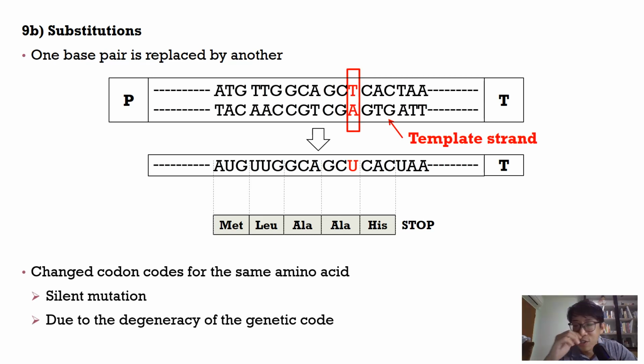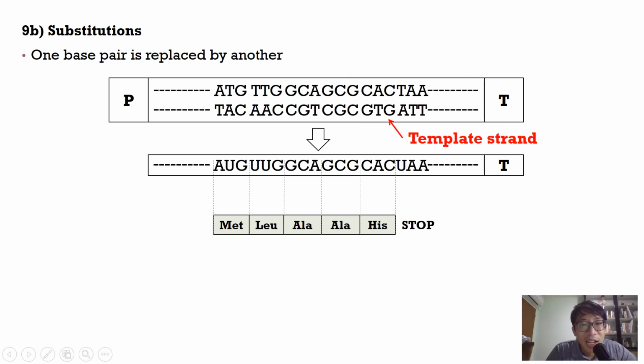And that's due to the degeneracy of the genetic code, right? Two different codons, but coding for the same amino acid. Another scenario: now we substitute this base pair from CG to AT. So after transcription, you have AAC instead of CAC, and AAC would code for a different amino acid. So instead of histidine, it is now asparagine.